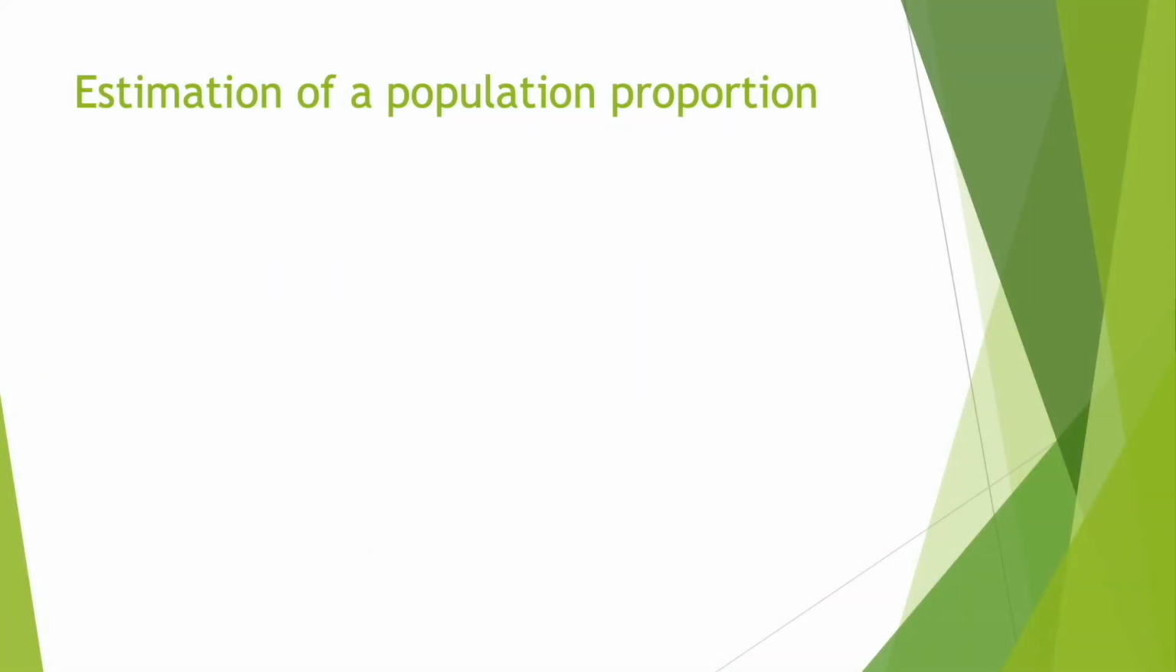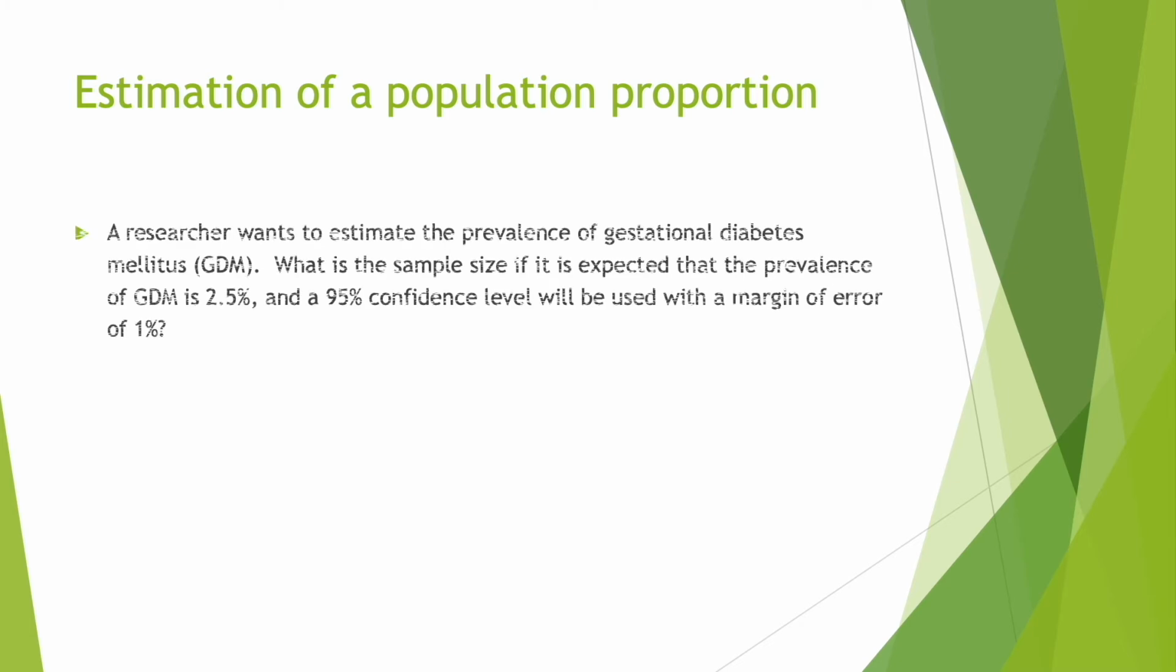Let us now look into a scenario wherein the descriptive cross-sectional study aims to estimate the population proportion of a particular medical condition. A researcher wants to estimate the prevalence of gestational diabetes mellitus, or GDM. What is the sample size if it is expected that the prevalence of GDM is 2.5% and a 95% confidence level will be used with a margin of error of 1%?